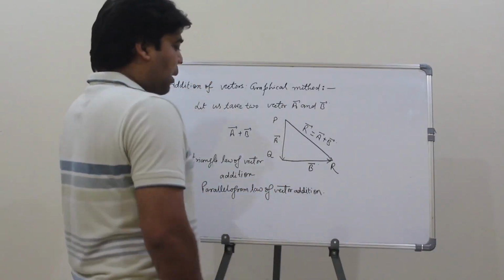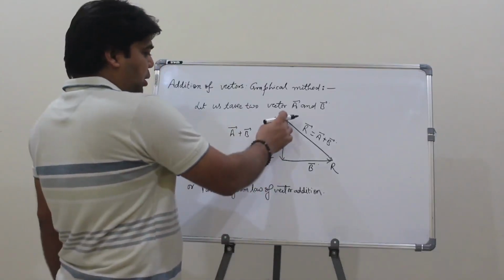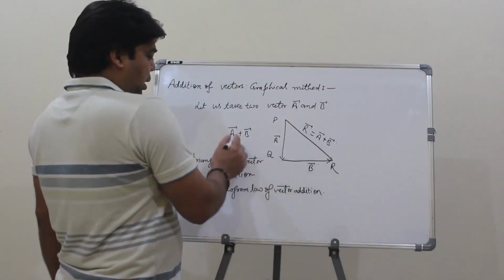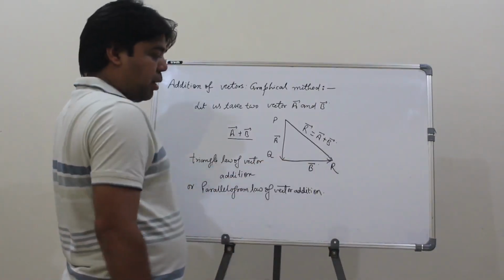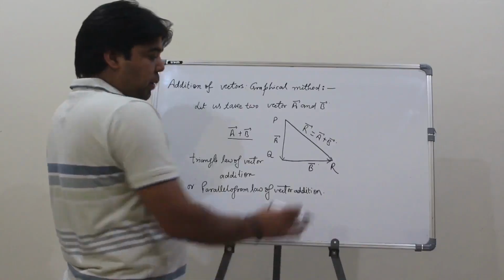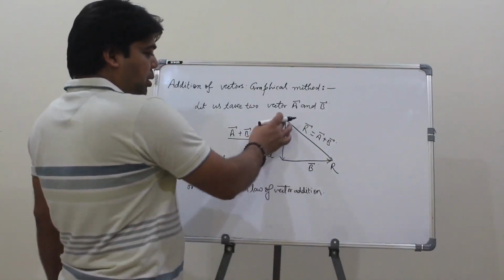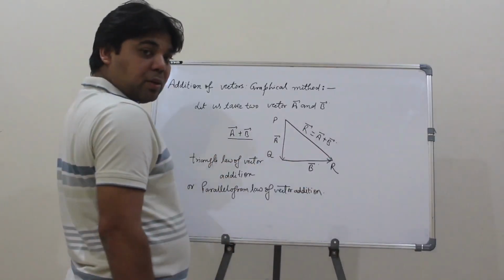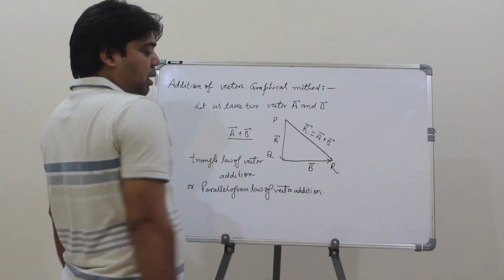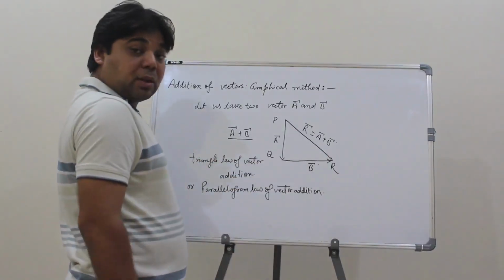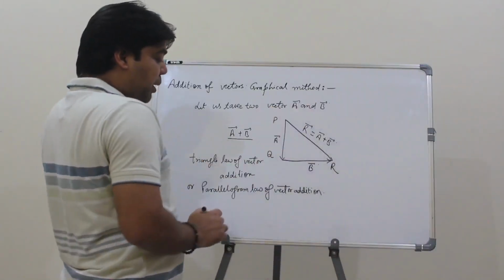Now, this was the simple result. You just took the head of A, and from the head of A you added the tail of B, and then you added a vector with its head at the head of B and its tail at the tail of A, right? So this is vector addition.